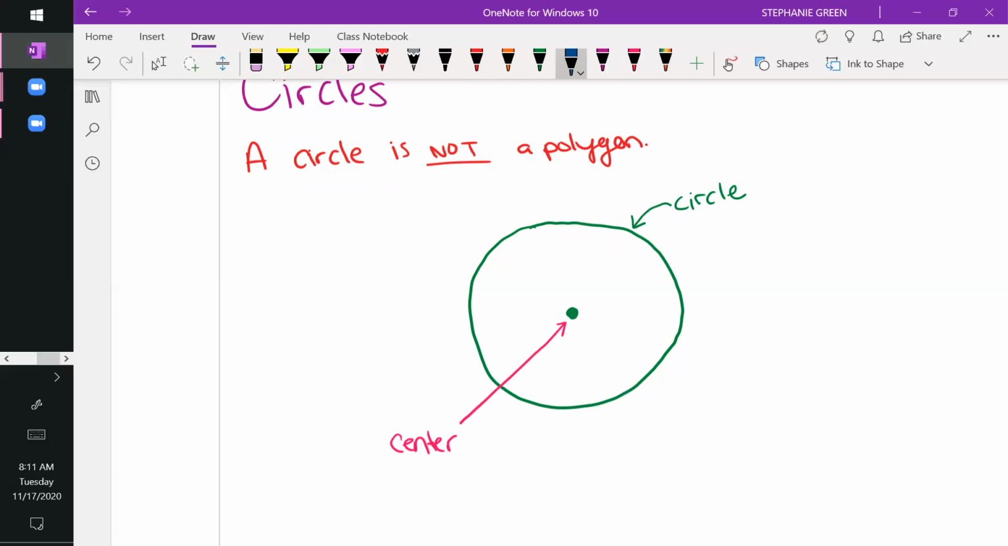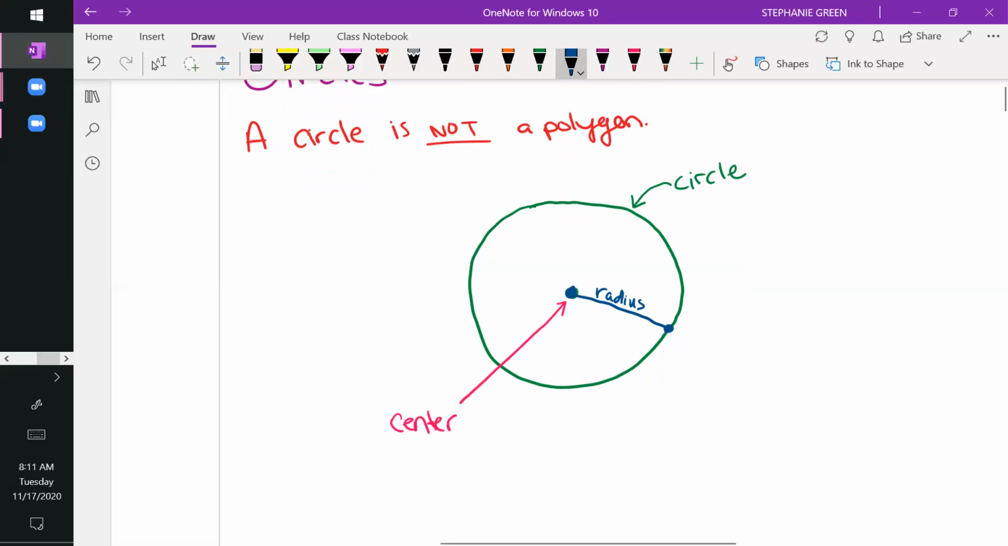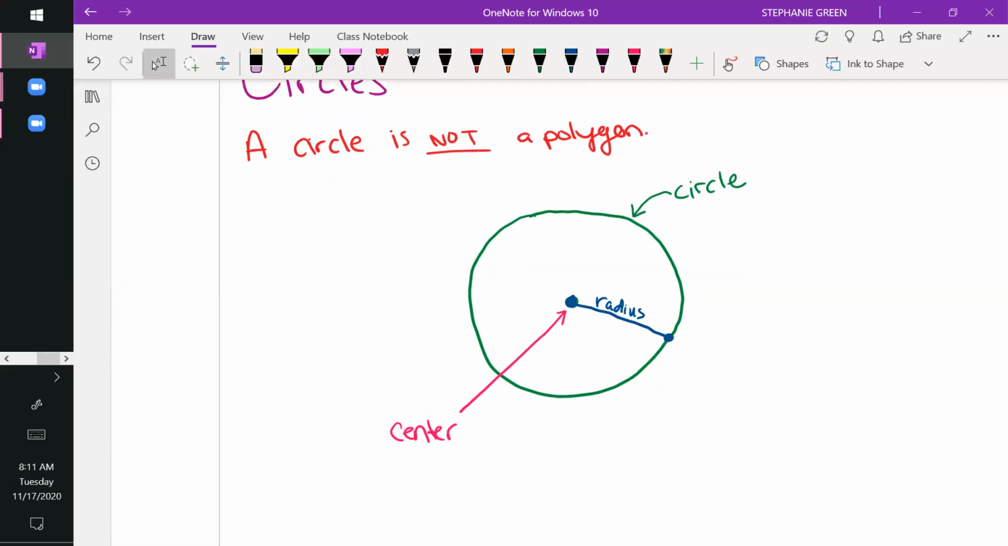And you've probably heard of a radius before. A radius is a segment that connects the center of the circle to a point on the outer edge, and it could be any point on your outer edge. A circle is actually defined as a set of all points equidistant from a center. So because of that, no matter where I draw my radius, it will always be the same length. So I can draw a radius anywhere I want to on a circle.